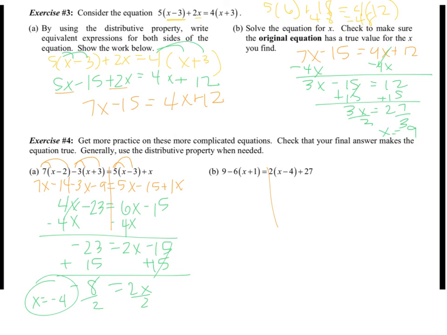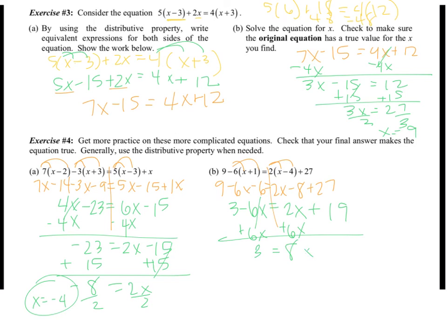Next one, number 9. So negative 6x minus 6, 2x minus 8 plus 27. Combine like terms. So 3 minus 6x equals 2x plus 19. Add 6x to both sides. So 3 equals 8x plus 19. Subtract 19 from both sides. So negative 16 equals 8x. Divide by 8, and x equals negative 2.